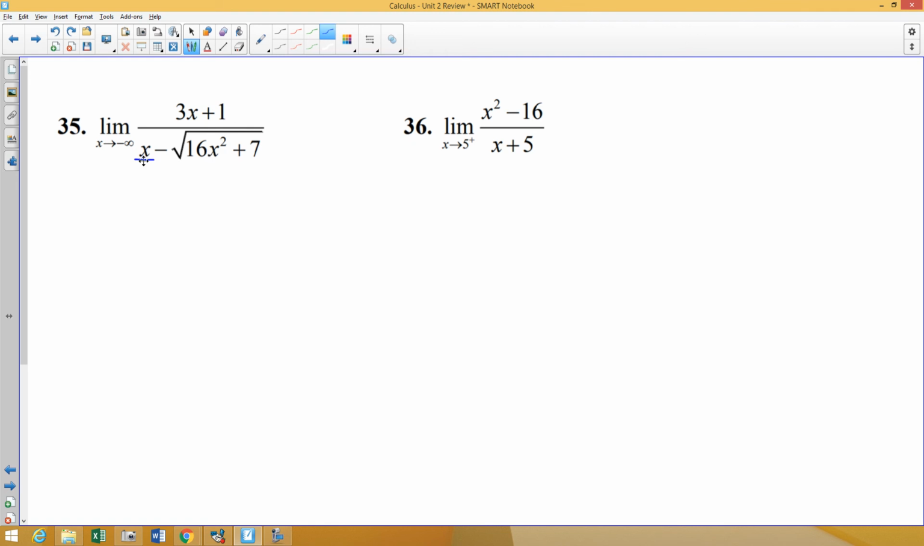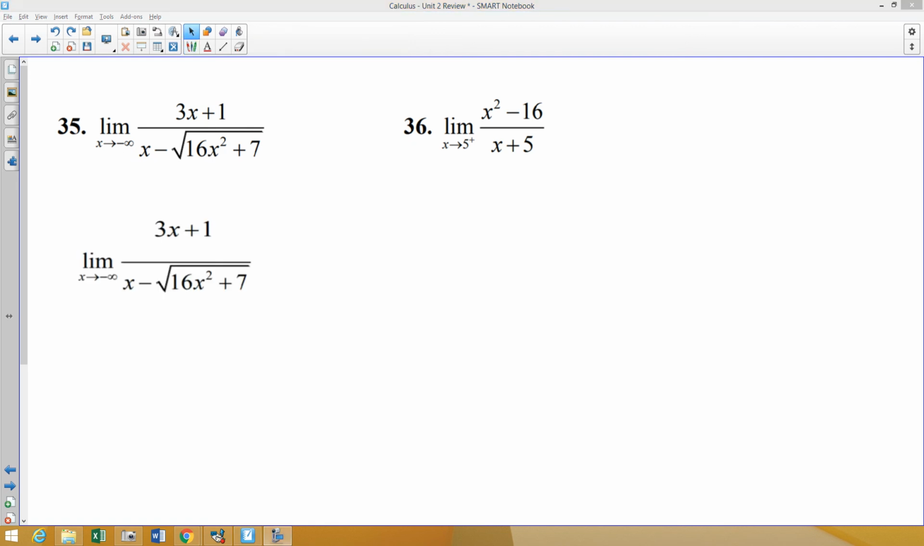I'm going to give myself a little bit more room to do this. There we go. Okay, so in the denominator, my highest power of x is x to the first. So I'm going to divide every term by x to the first. But remember that under the square root, we want to divide by the square root of x squared. And then the last thing you have to remember about this one is if x is approaching negative infinity, that means that x must be negative.